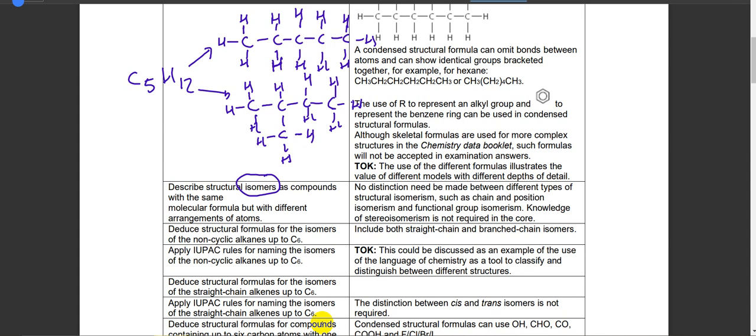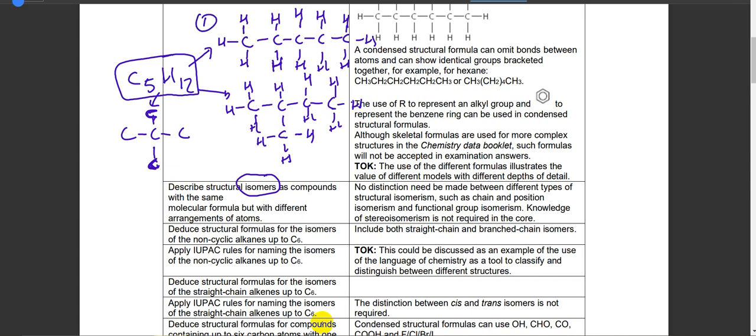The third possibility: one, two, three, and you have this carbon and this carbon again. Just add hydrogen, believe me. One, two, three, four, five. So these are three possibilities of different structural formulas from the same exact molecular formula.